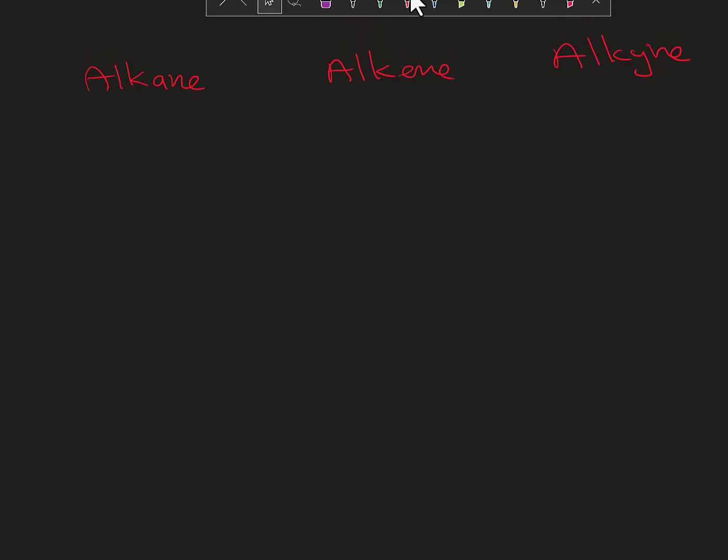Let's start to compare alkanes, alkenes, and alkynes. This is a good way to learn everything in a single page, 5 minutes. Okay, so the first thing, alkanes have all single or sigma bonds. All 4 bonds are single and sigma.